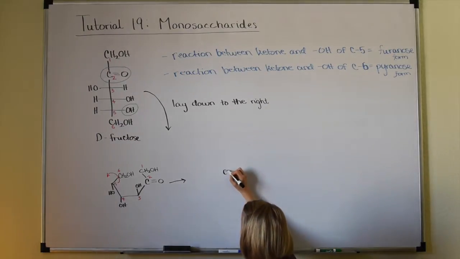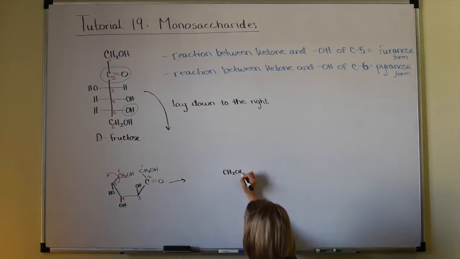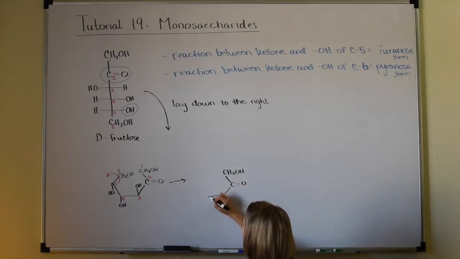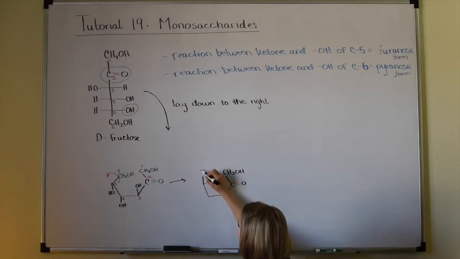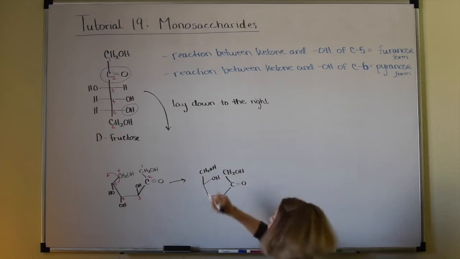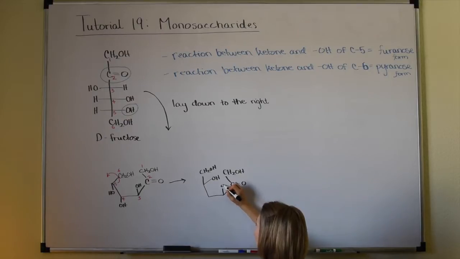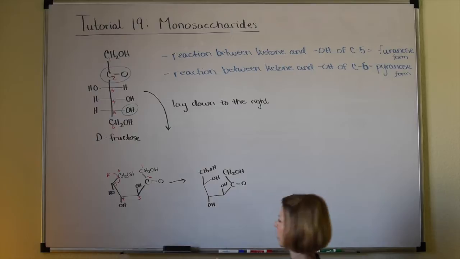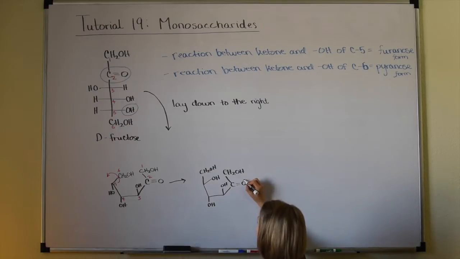Okay, so CH2OH. Here's my ketone, carbon number 3, 4, 5. Now my OH is pointing in, and my CH2OH, my carbon 6, is pointing up. These bonds did not change. So put your hydroxyls in there. Okay, go ahead and put my lone pairs.